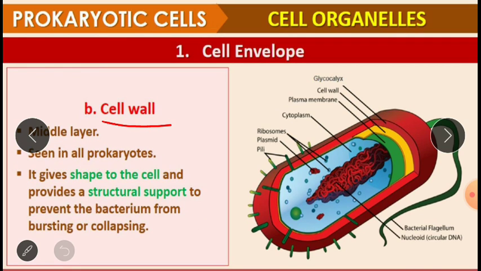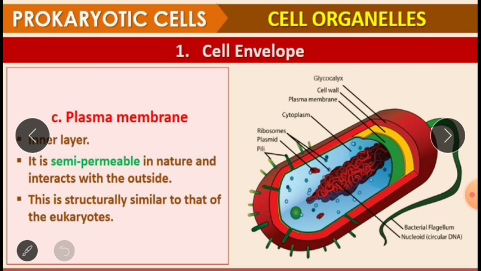Then comes the cell wall. The cell wall is second, within the glycocalyx. It is seen in all prokaryotes. It gives the shape to the cell and provides structural support to prevent the bacterium from bursting or collapsing. Then the plasma membrane. The plasma membrane is the innermost layer. This plasma membrane is present in all living organisms including the prokaryotes. It is a common organelle.